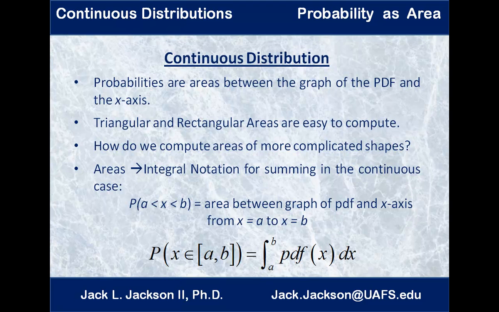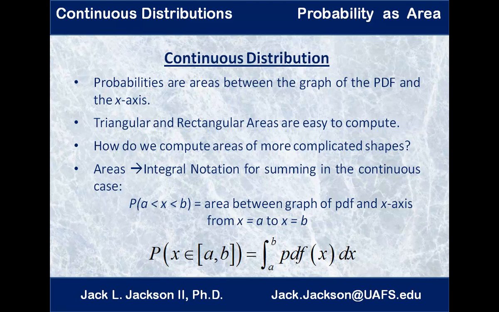So if we want to find the probability that x is between a and b, what we want to do is find the area beneath the curve from a to b on x, and below the curve will be bounded by the x-axis. So we've got a vertical line at x equals a and x equals b. Those are the left and right sides of our region. The top is the PDF curve and the bottom is the x-axis.